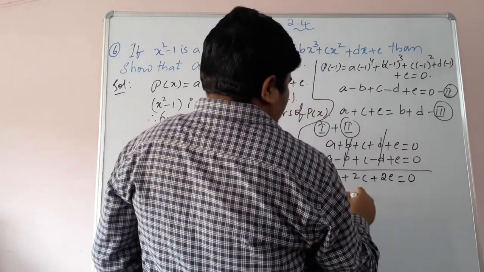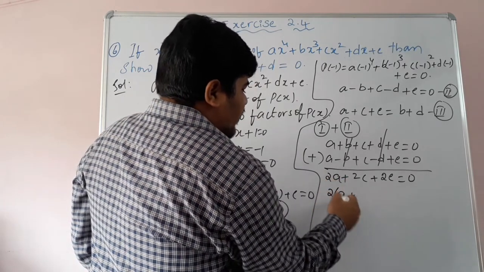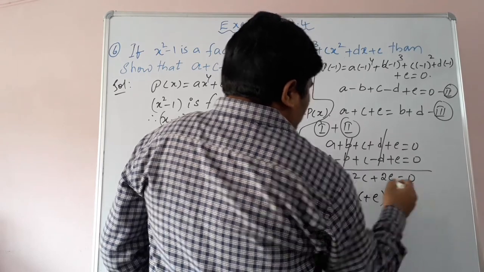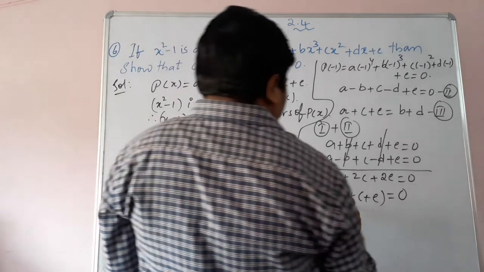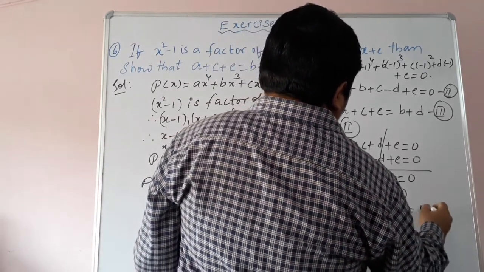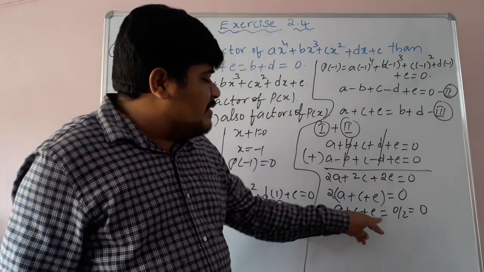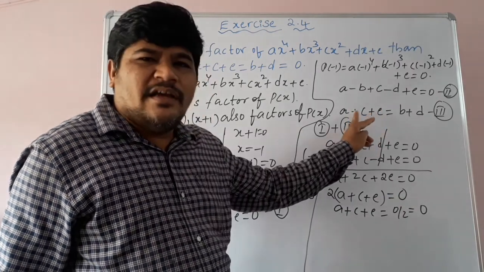If you take 2 as a common factor, then 2 of a plus c plus e is equal to 0. Then what is the a plus c plus e value? That is 0 by 2, 0. So children, actually why I wrote this equation means, if a plus c plus e is equal to 0, then automatically b plus d is also 0. Then what can we write?